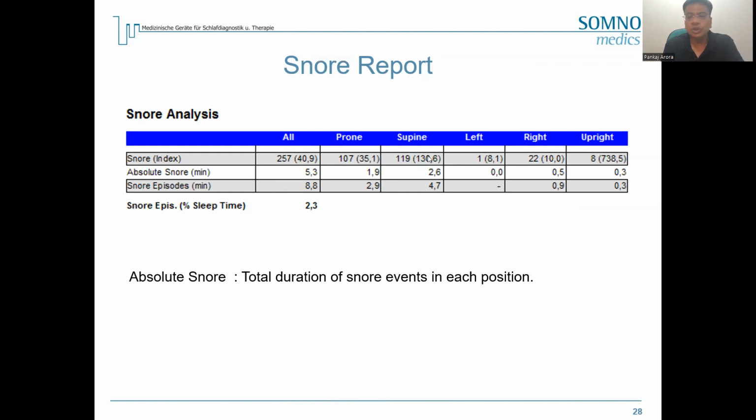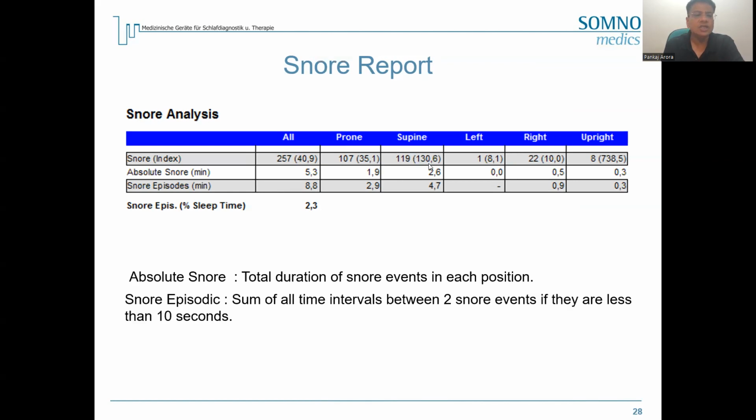It also gives you left, right and upright positions. So what do we mean by absolute snore? It is the total duration of snore events in each position, so the total duration of snore during each position is the absolute snore in minutes. The total absolute snore was 5.3 minutes, which includes prone, supine, left and right positions. That is what the snore analysis report is showing you.